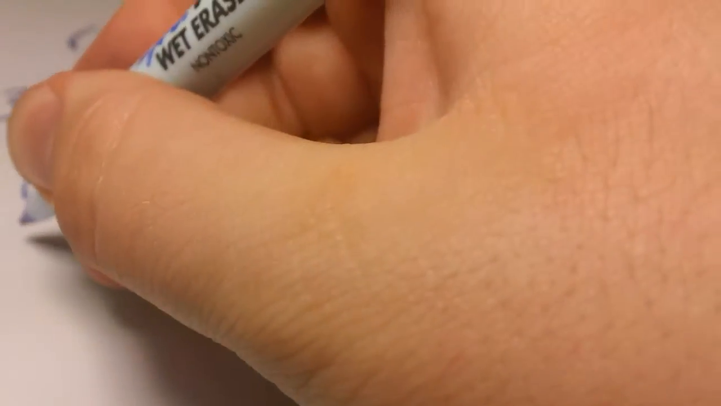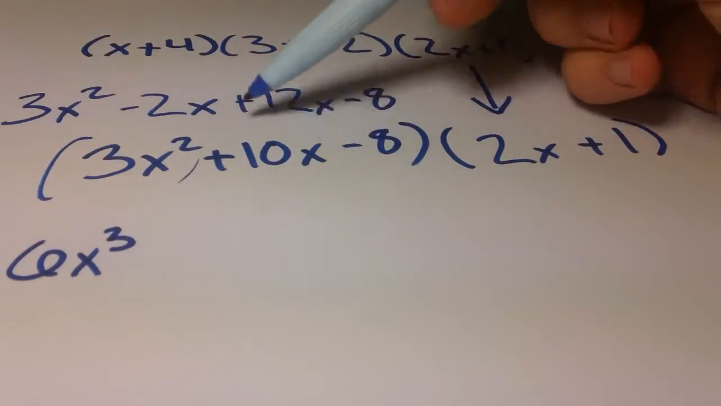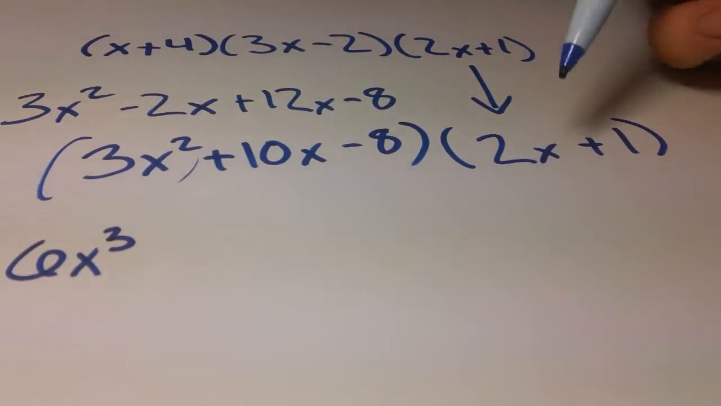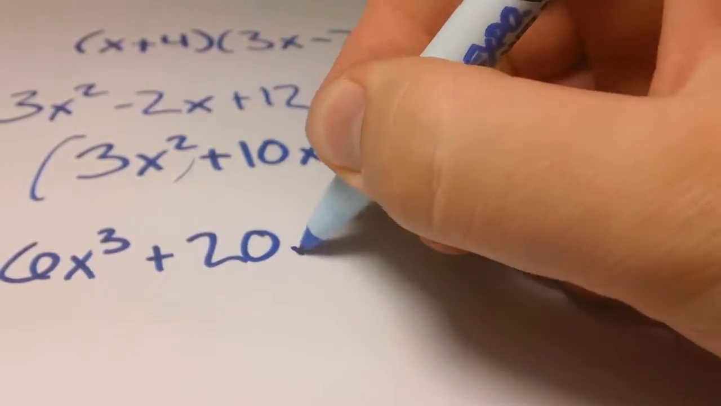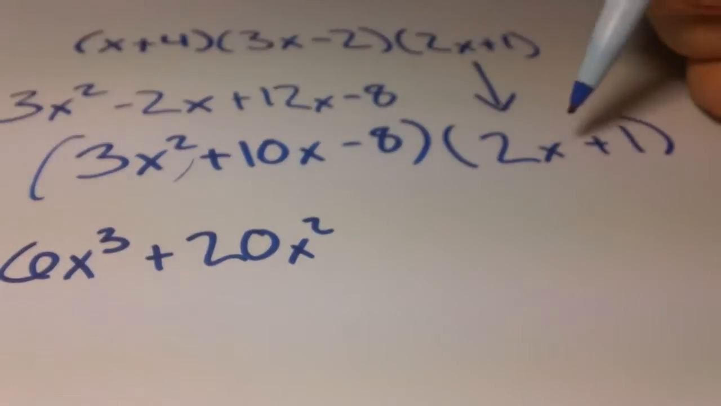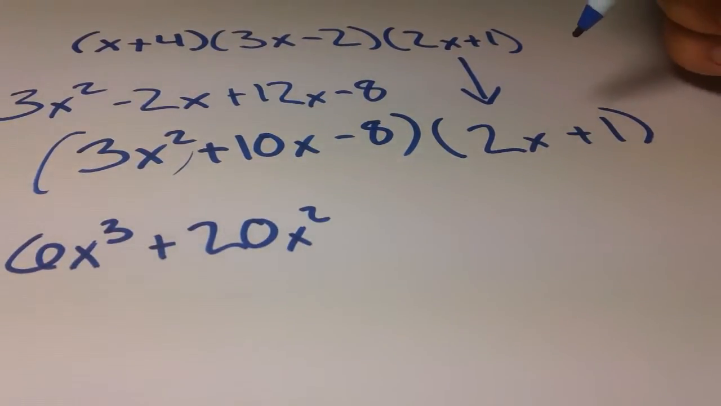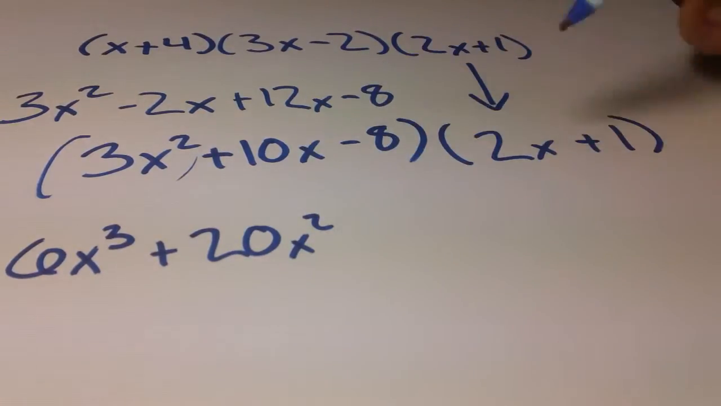Now that will give me 6x cubed, right? Because we're multiplying those x's and the 3 and the 2. So then I'm going to move on to this 10x, and I'm going to multiply it by 2x as well. So 10x and 2x is in fact going to give me 20x squared. You always got to be careful about keeping your powers in line. The simplest mistake I see any students make on this kind of problem is just forgetting to multiply those x's in addition to the numbers. So you always got to keep that on track.